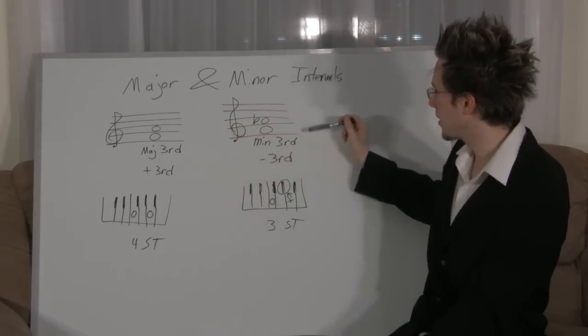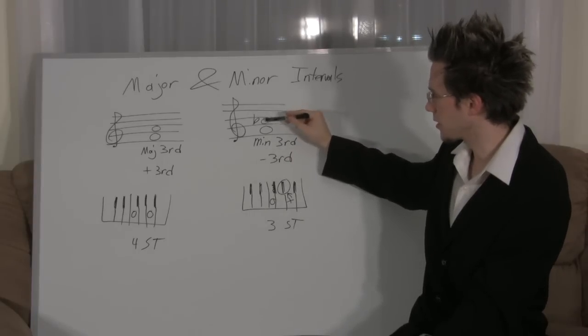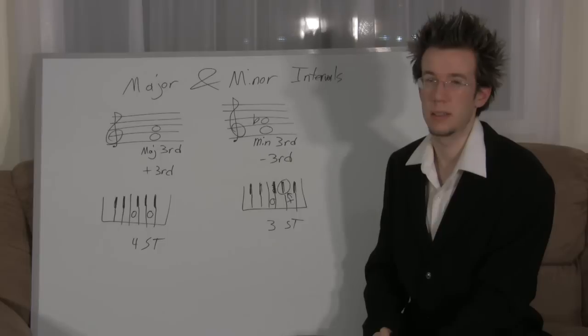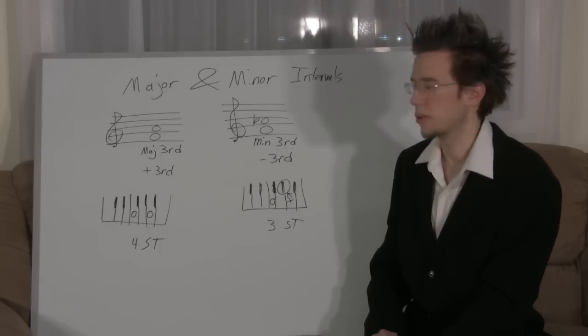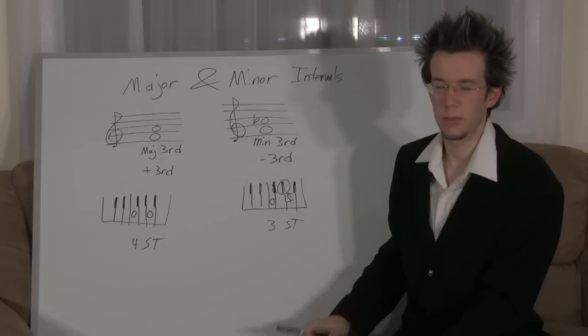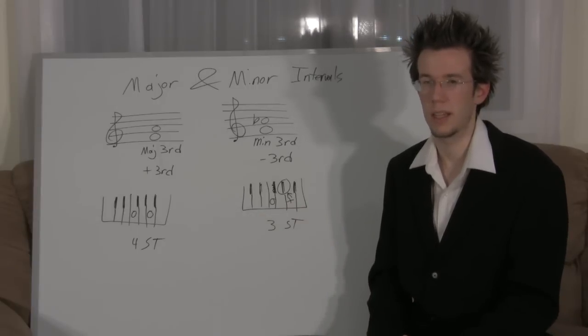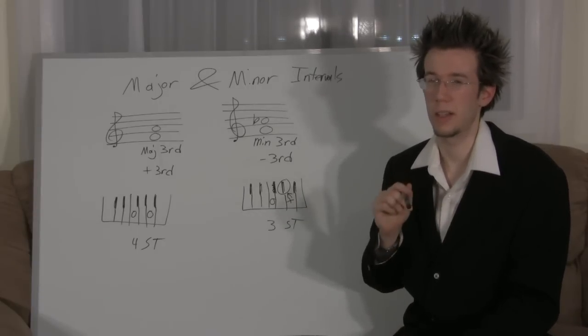Well, basically, a minor third is if it looks like a third, but it's 1 semitone lower than what it should be in the major scale. So a major third follows the major scale. A minor third doesn't follow the major scale. It's 1 semitone lower than what the major would have been. It's always 1 semitone lower, every time.